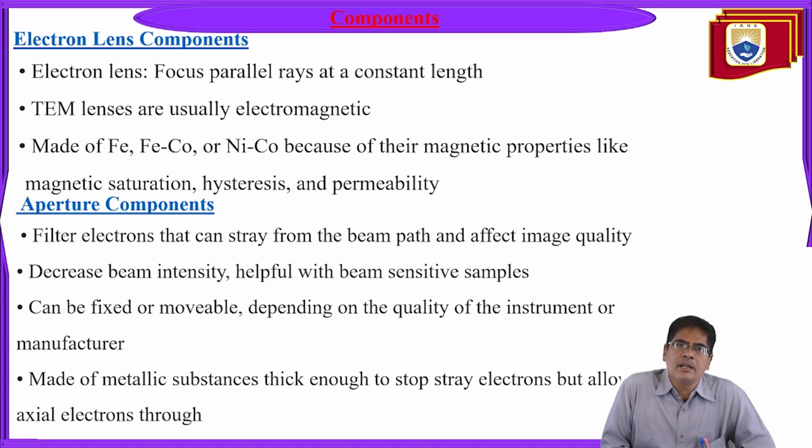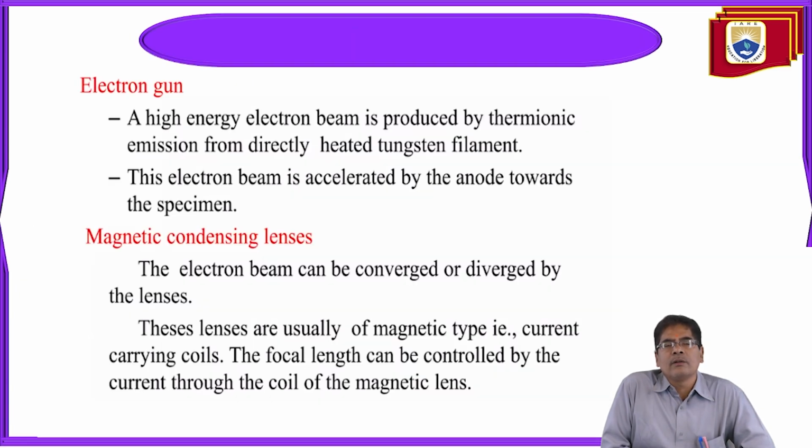Aperture components filter electrons that can stray from the beam path and affect image quality, and decrease beam intensity, which is helpful with beam sensitive samples. They can be fixed or movable depending on the quality of the instrument or manufacturer. They are made of metallic substances thick enough to stop stray electrons but allow axial electrons through.